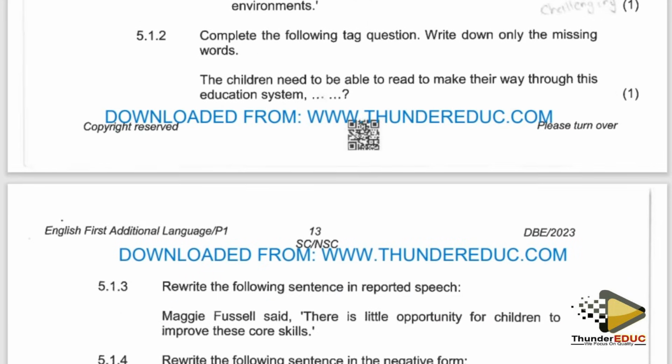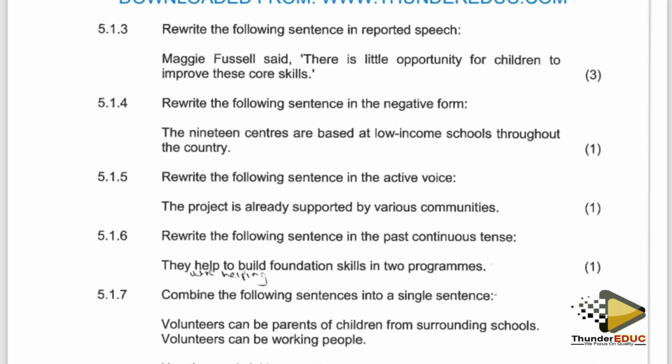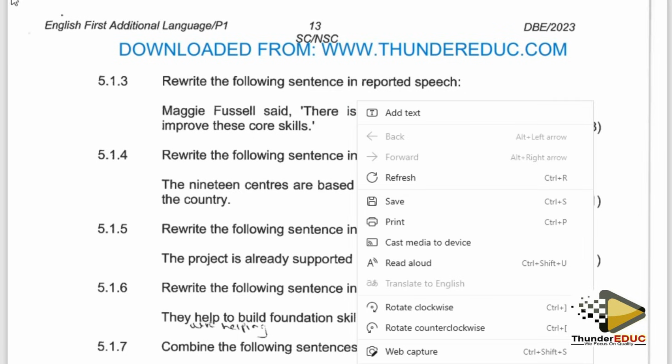Rewrite the following sentence in reported speech. We are reporting, so we must be able to have the reporting done. Maggie Fazal said, there is legal opportunity for children to improve these core skills. We are reporting, so it will be Maggie Fazal said that. We have to report, so we must put the reporting word "that."